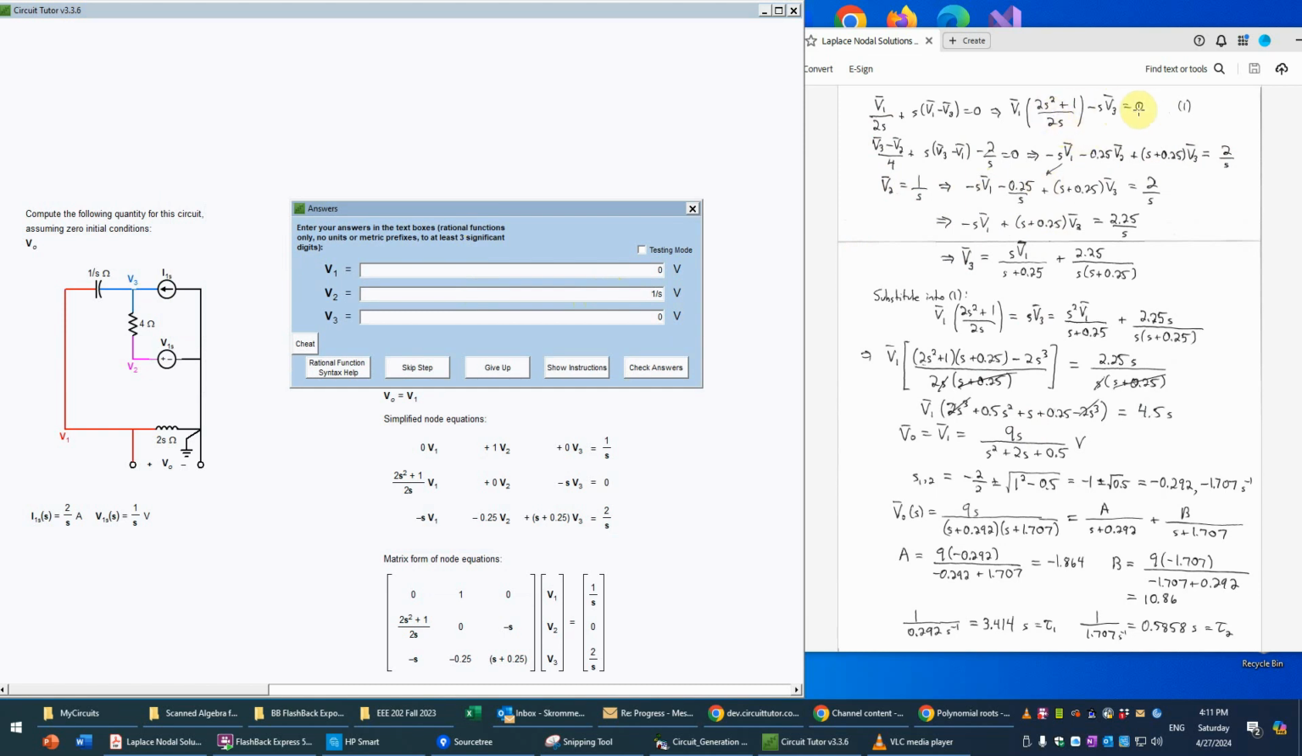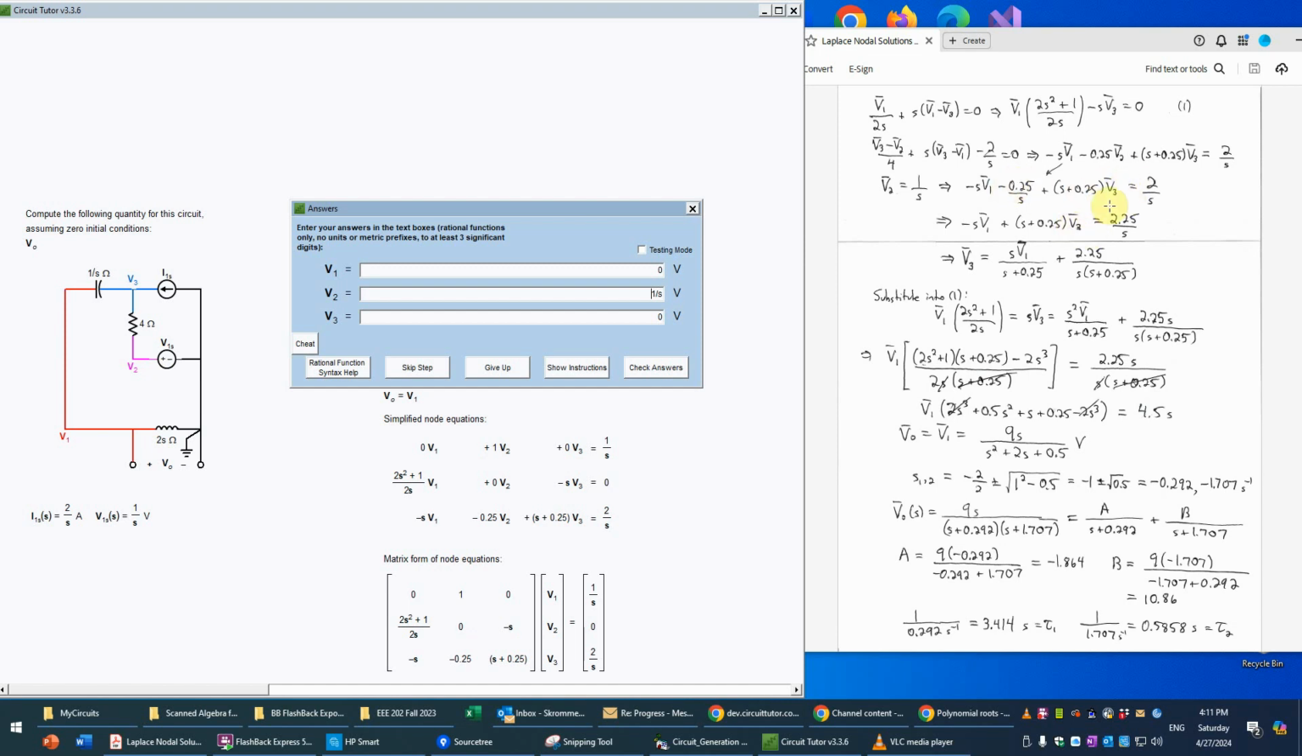Now it's not needed here, but in the second equation it is. So I write negative SV1 minus 0.25 times 1 over S, so that becomes negative 0.25 over S, plus S plus 0.25 times V3, and then we have 2 over S. So just basically substituted for V2. Then I simplified that by combining the constant terms, so I have minus SV1 bar plus S plus 2.25 V3 bar.